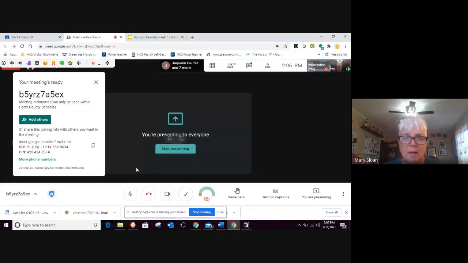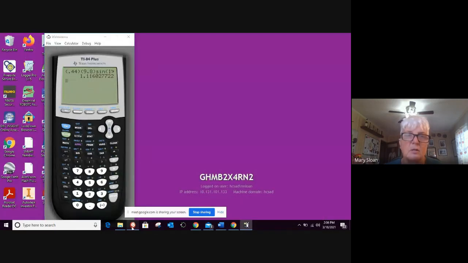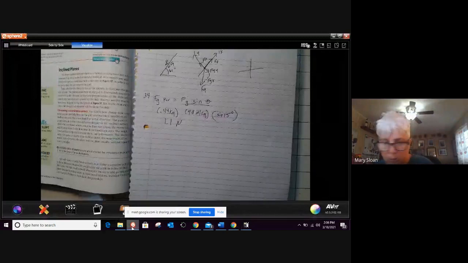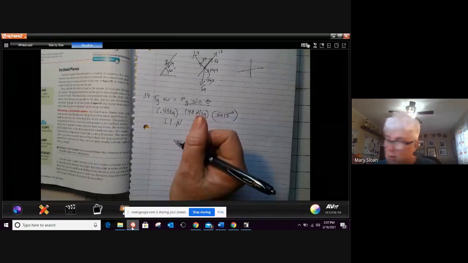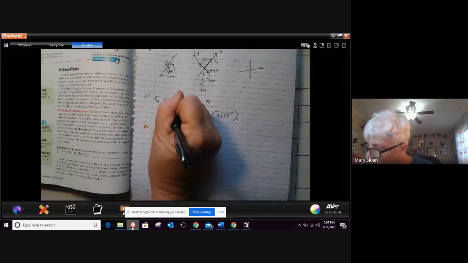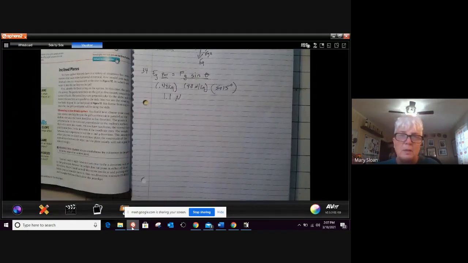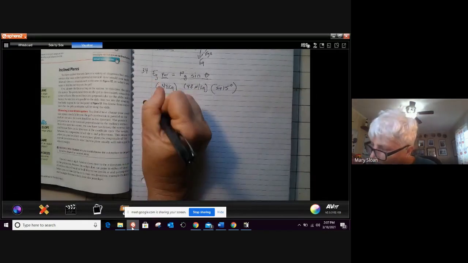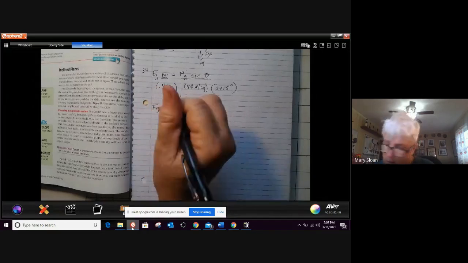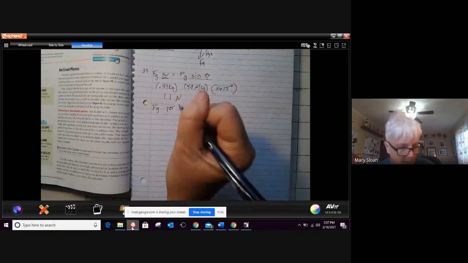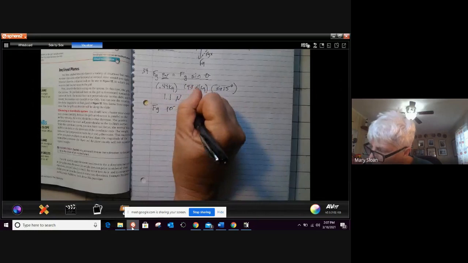So I'm going to go back to where I need to go, which is here. And I put 1.1 newtons. Now, that is the parallel section of that. But I also need to find the perpendicular. So I'm going to do force gravity perpendicular, and that would be force gravity.